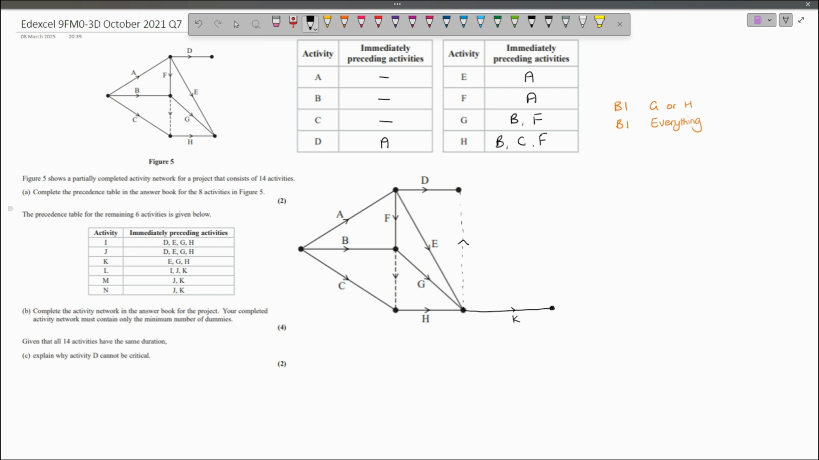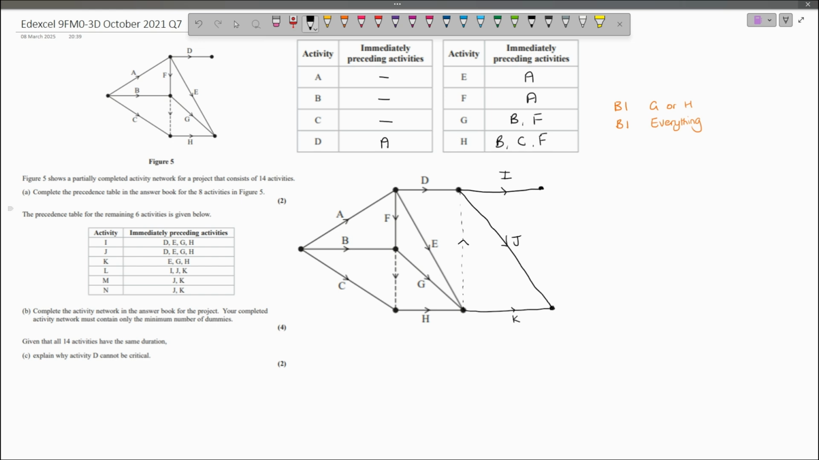But we need J and K to essentially couple with each other. We need J to terminate at the same event as K does. So I'm going to draw J going to K, which means I'm going to draw I not heading in that direction. So finally we can add our final events L, M, and N.